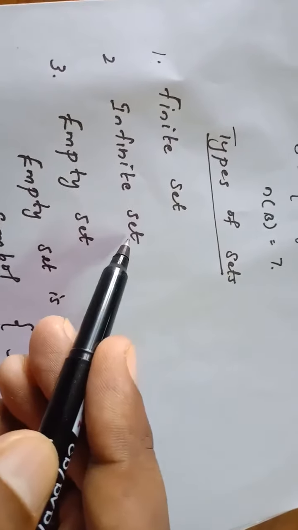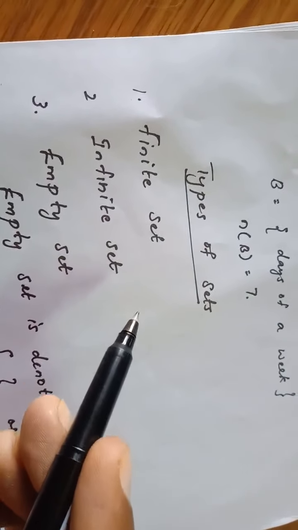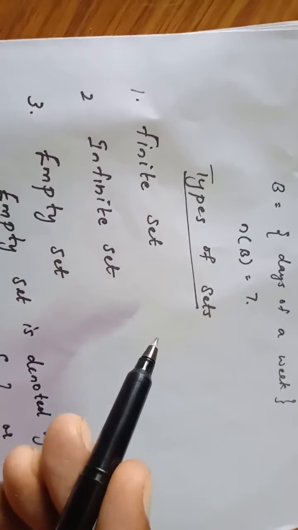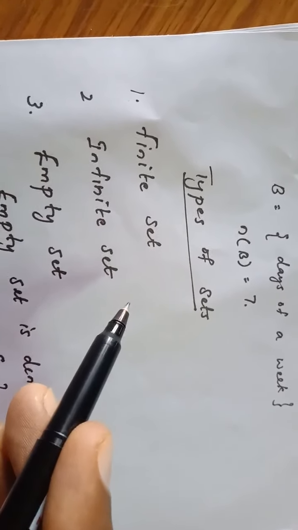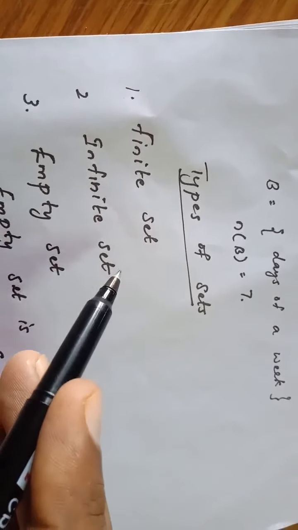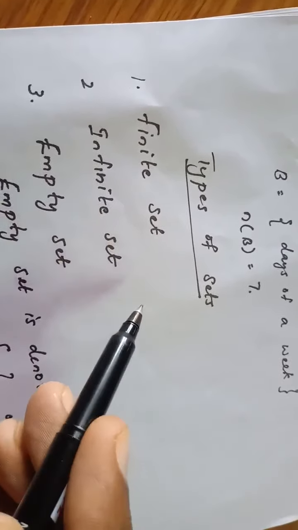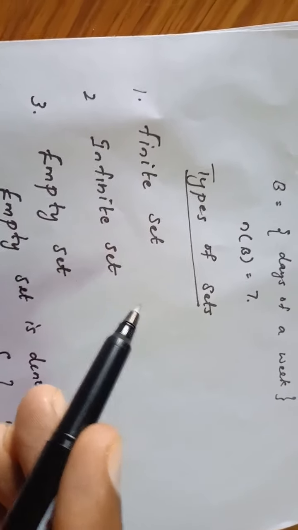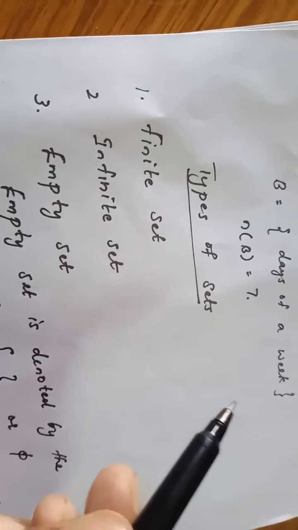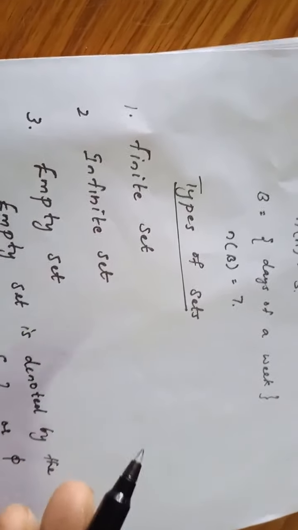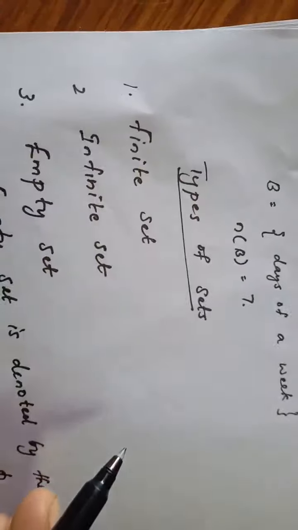Second one, infinite set. Infinite set means if you are not able to count the elements, then we can say that it is an infinite set. If the elements of a set cannot be counted, the set is called an infinite set. Example, set of fractions lying between 1 and 2. We are not able to find out or count the number of fractions between 1 and 2.